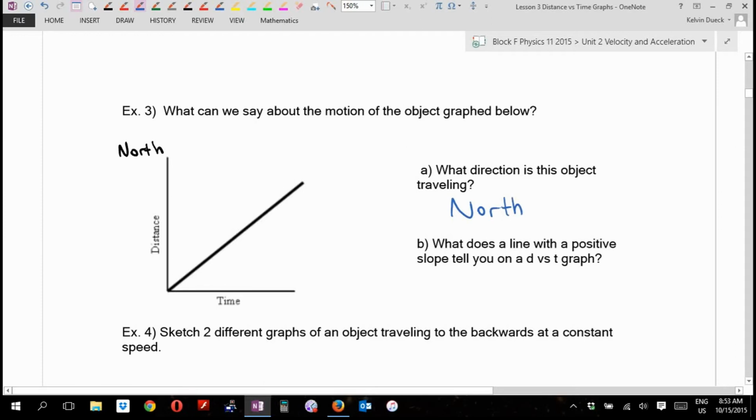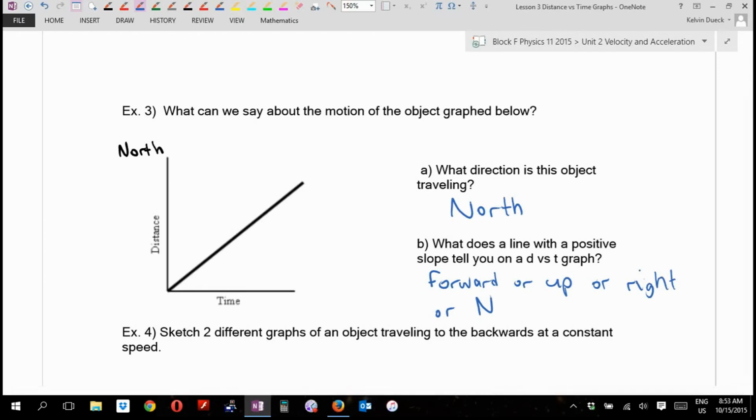What does the line with a positive slope tell you on a D versus T graph? Well, it means forward or up or right. Or in this case, north. Or the graph would have to tell me. When in doubt, I usually just figure it's moving to the right because I imagine most of this is cars. To the right, I'll call positive. To the left, I'll be negative.